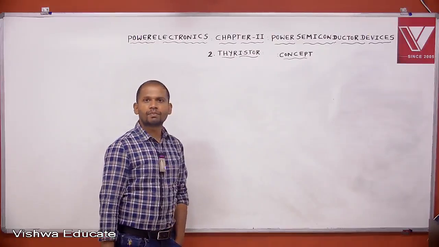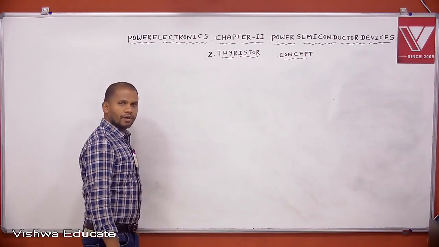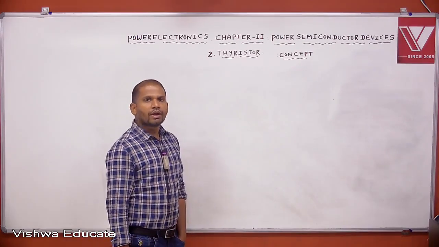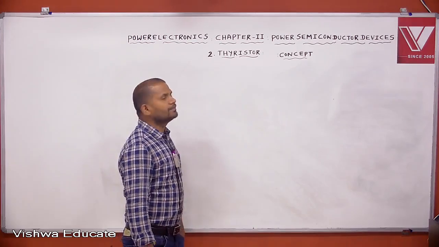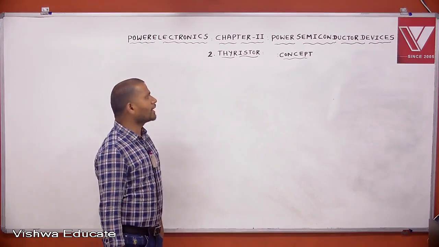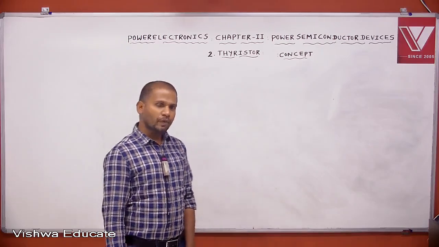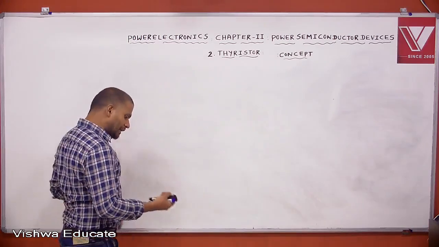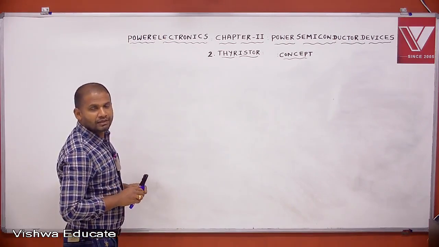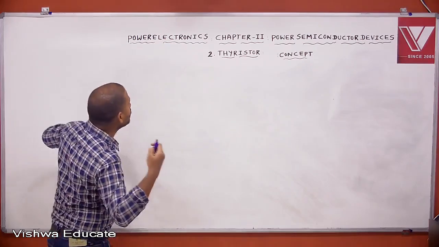Just what exactly are device turn off time and circuit turn off time. For reliable turn off of a thyristor, always the circuit turn off time is greater than the device turn off time. Now we'll see, based on the turn off time, the thyristors or SCRs are mainly classified into two types.